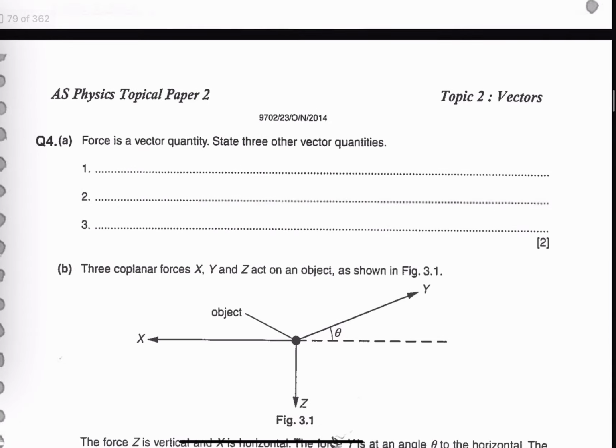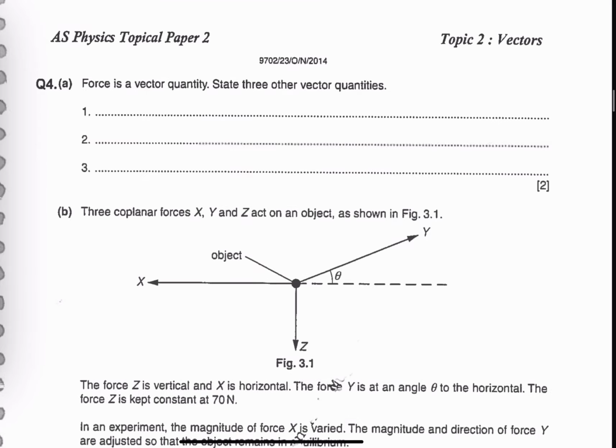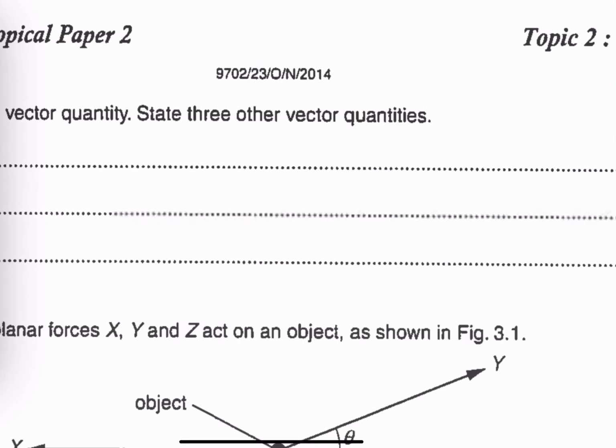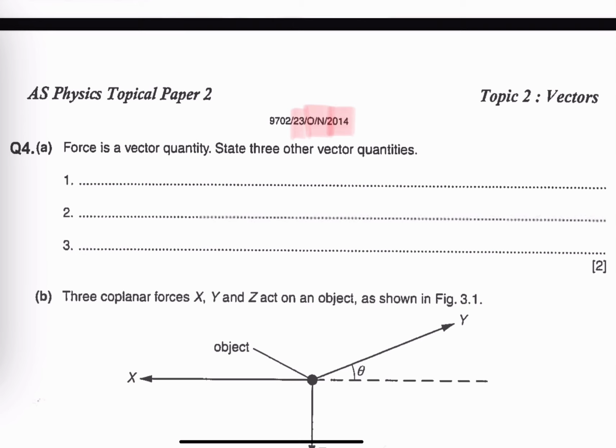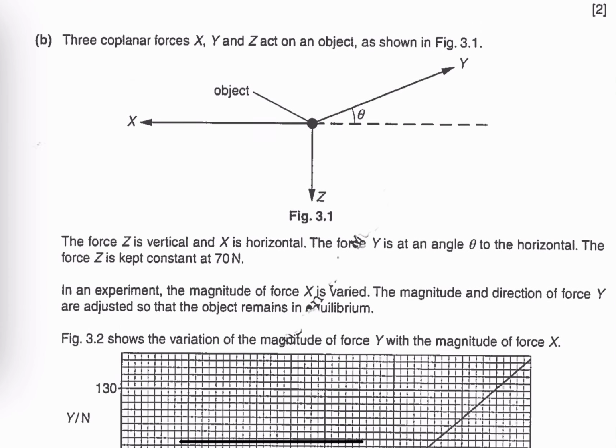Okay, starting question number 4. In question 4, it's from October/November 2014. Force is a vector quantity; state 3 other vector quantities. So you have to write down 3 other vector quantities. It can be displacement, acceleration, momentum, or velocity, and there are many other vector quantities you can write down.